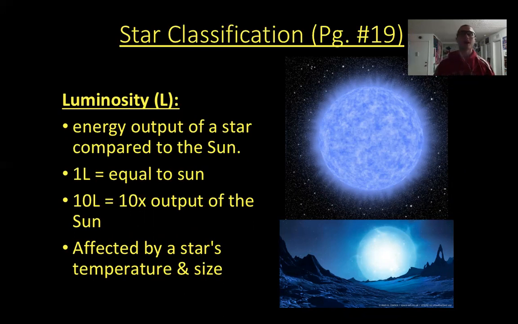Okay, luminosity, which some of you may already know, is the brightness of a star, how much energy it's putting out. The brightness of a star. We're going to measure this by luminosity. So one luminosity is equal to the sun. We compare stars to our own star, the sun. So 1 L, one luminosity, is the same brightness as the sun.